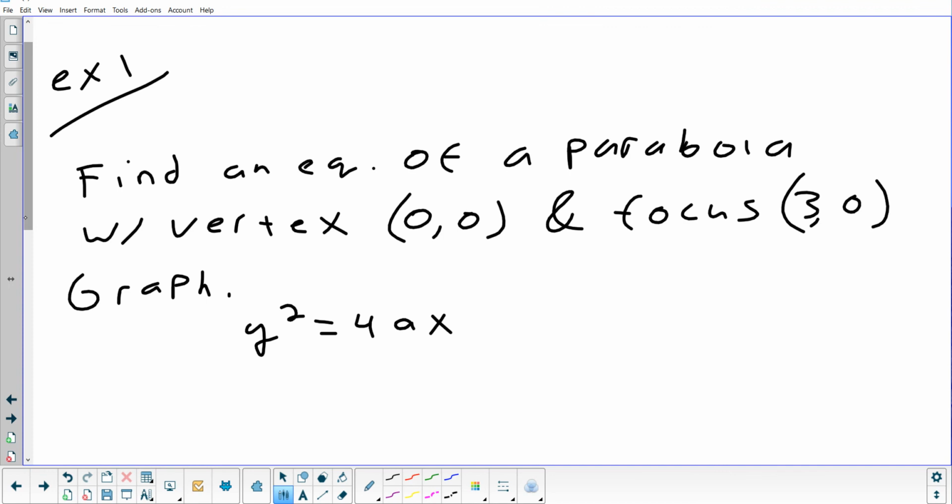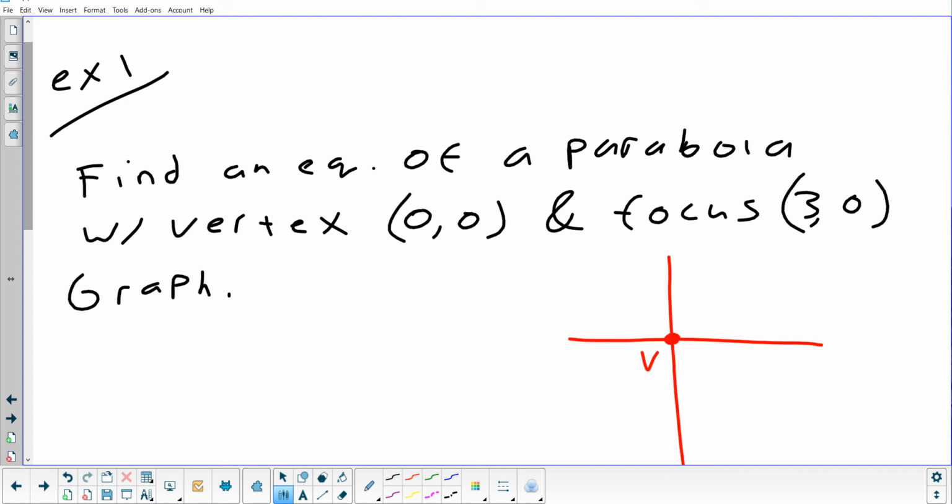All right, so here's the first one. Find an equation of a parabola that goes through the vertex at the origin, and the focus is 3, 0. Now, on the test, I'm not going to tell you which equation to use. The first step is to just figure out which way it opens, because that's going to tell you, is it y squared equals 4ax? Is it y squared equals negative 4ax? Which one do you use? So look at the two pieces of information I gave you. Vertex is at the origin. Focus is at 3, 0.